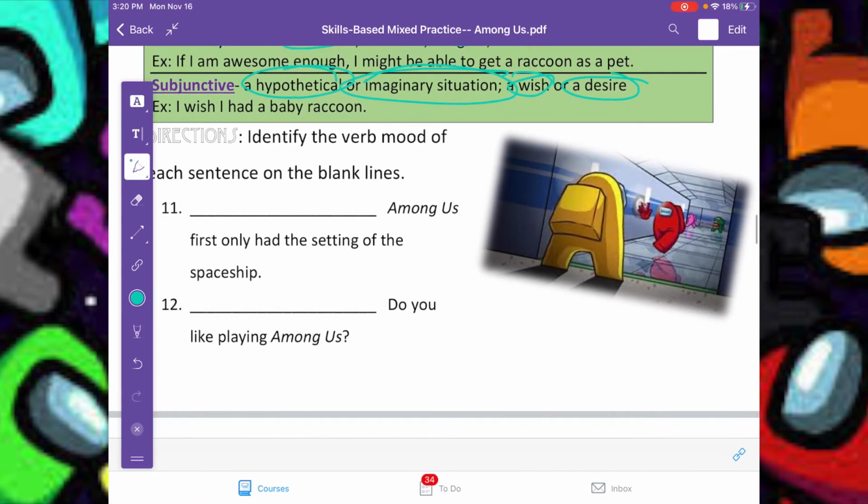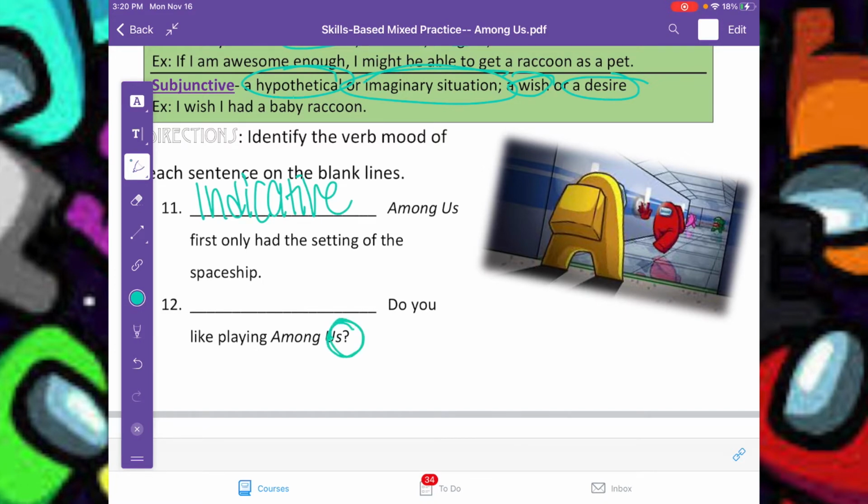So now we're going to classify the verb moods. Number 11, Among Us first only had the setting of a spaceship. This is a statement, a factual statement. This is indicative. Number 12, do you like playing Among Us? Question mark. This one is interrogative.